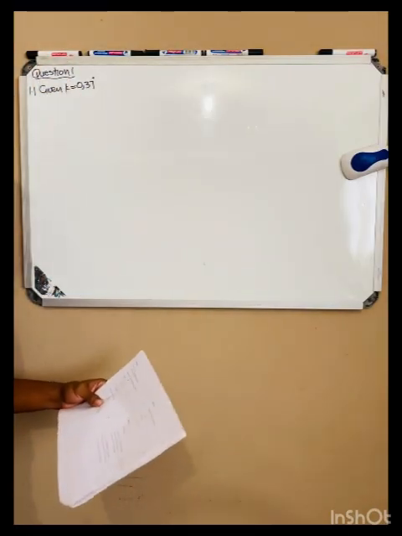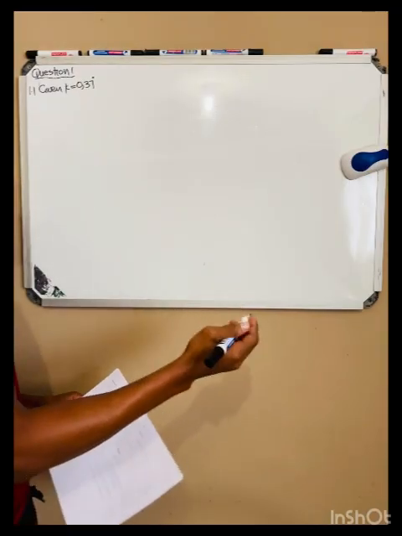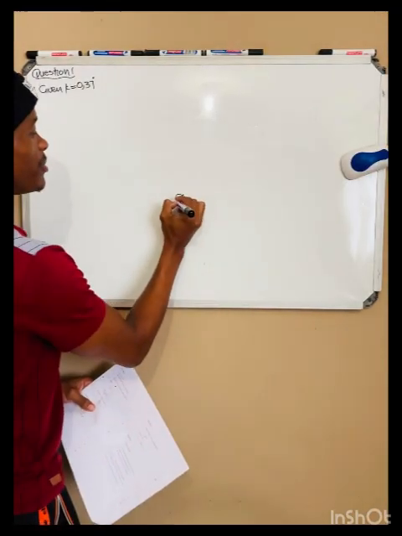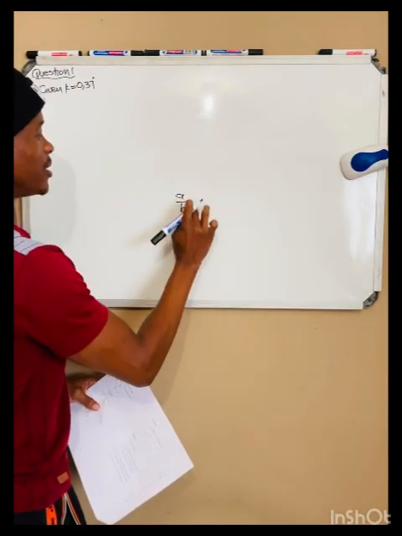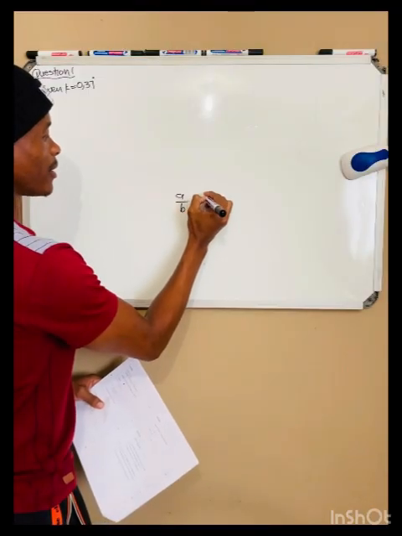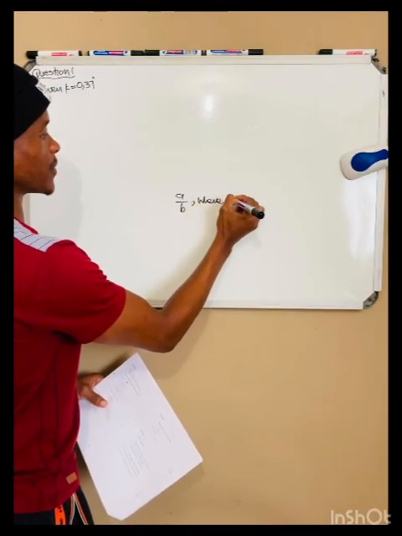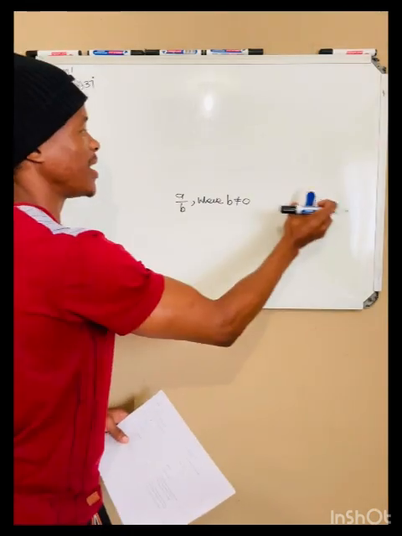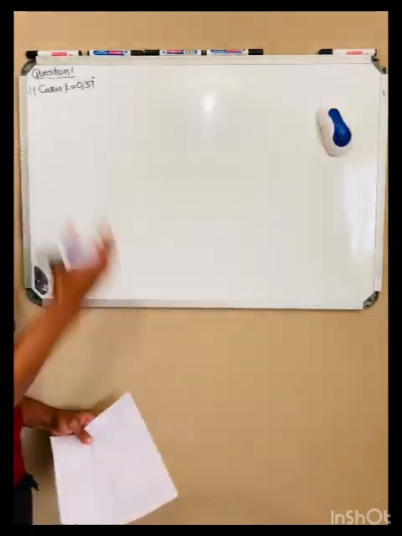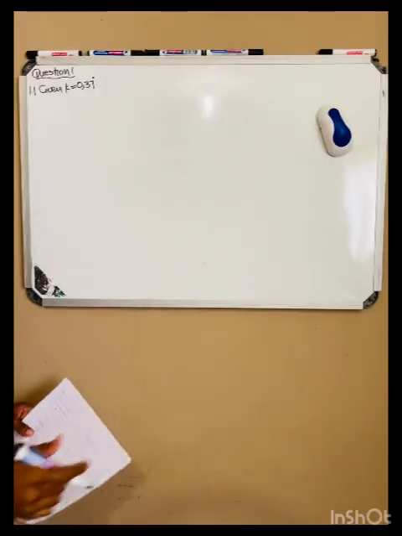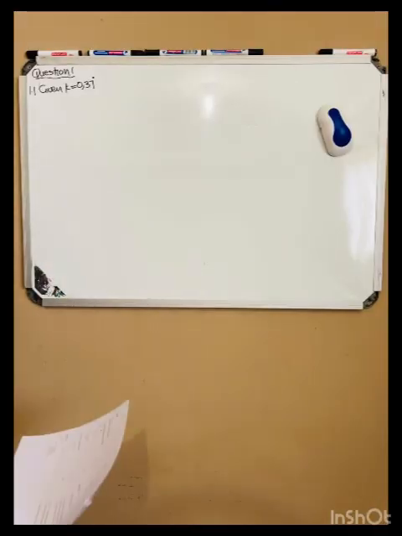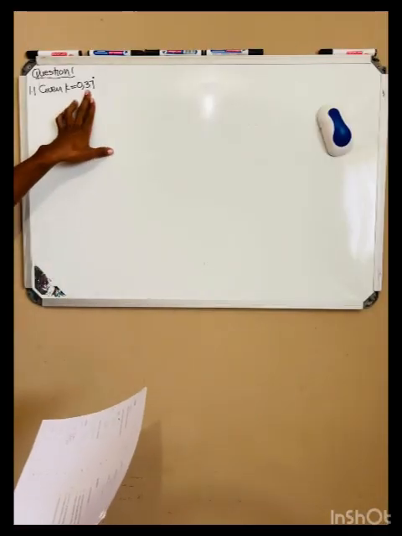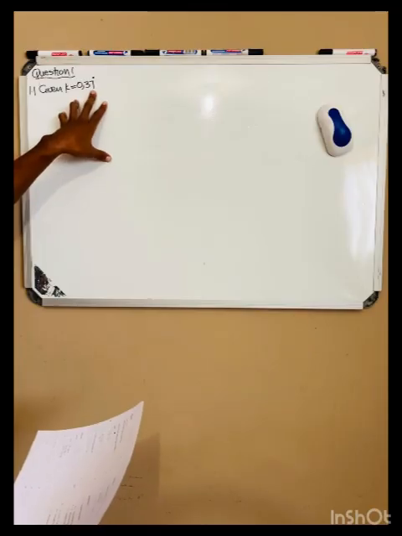Now the question is, what is a rational number? A rational number is a number that can be expressed as a over b, where b is not equal to 0. In simple terms, a rational number is a fraction. Now we need to show that 0.37 recurring can be written as a fraction. So we have 0.37. 7 is the only number that is recurring.